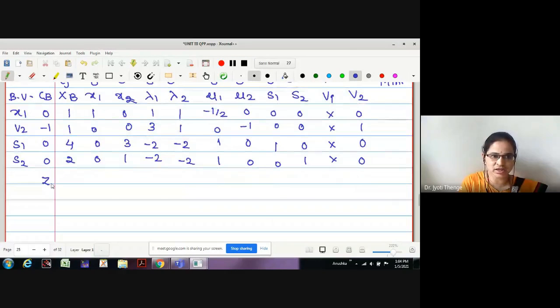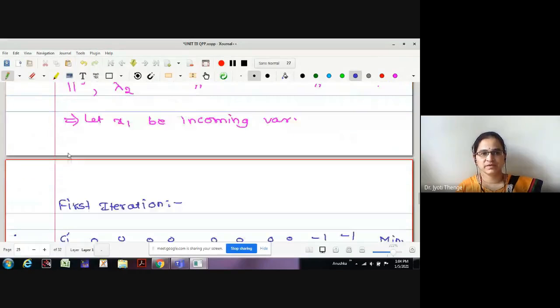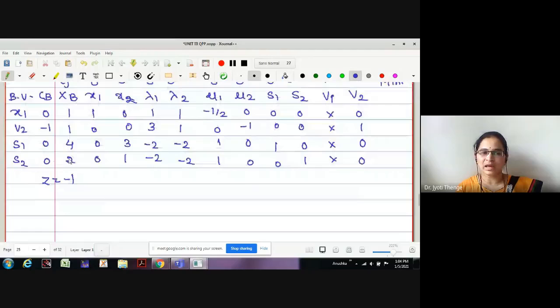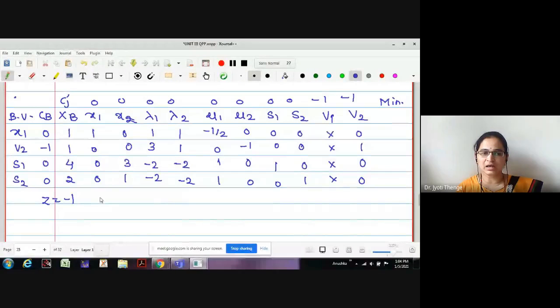What is Z? Let us check. Is it -1 now? CBXB: previous table gives me -3. Now we have obtained -2. The value is increased. Let me find the net evaluations. 0, 0, -3, -1, 0, 1. For S1 it is 2, 0, 0. Here I am going to drop. For V2 it is 0.